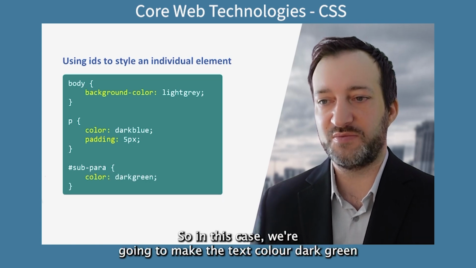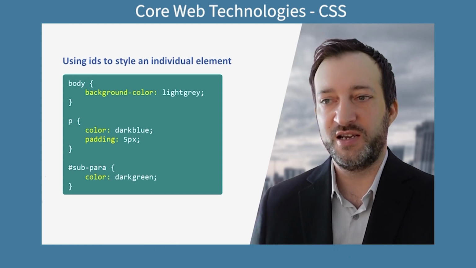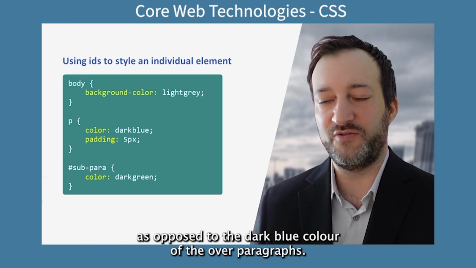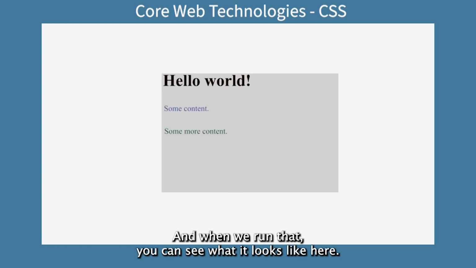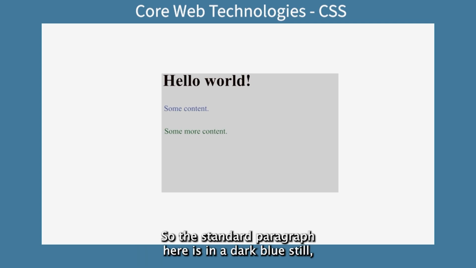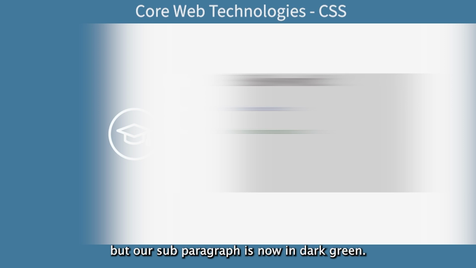So in this case, we're going to make the text color dark green as opposed to the dark blue color of the other paragraphs. And when we run that, you can see what it looks like here. So the standard paragraph here is in a dark blue still, but our sub-paragraph is now in dark green.